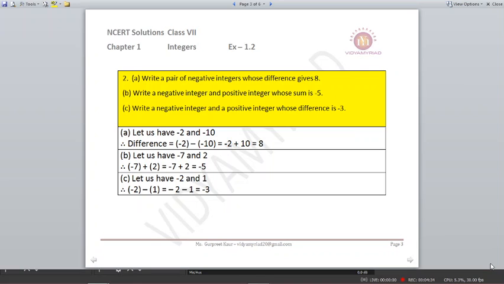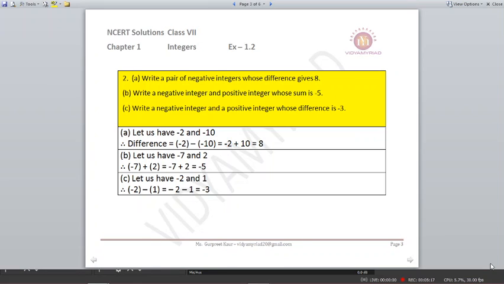Next number: write a negative integer and a positive integer whose difference is minus 3. Now here whenever you have a minus sign in between, always think there is a danger, you need to be alert. So put two brackets and inside, in between them, put a minus sign. What I need is minus 3. So there should be a positive integer and there should be a negative integer. So here I have taken minus 2 minus of 1. In that case minus 2 minus 1, both are minus, I will add it, 2 and 1 is 3 and the sign will be minus.